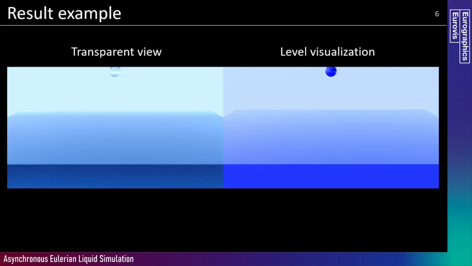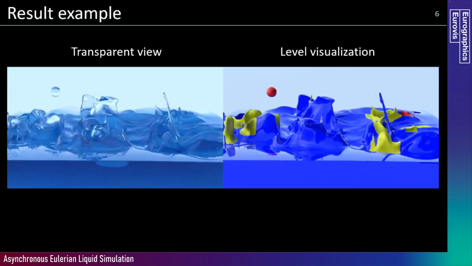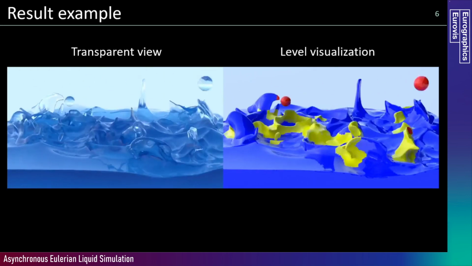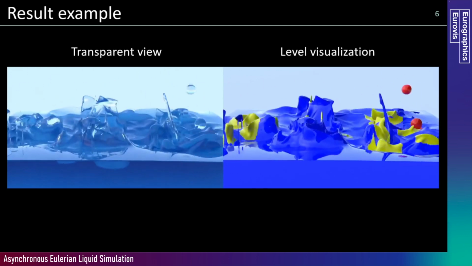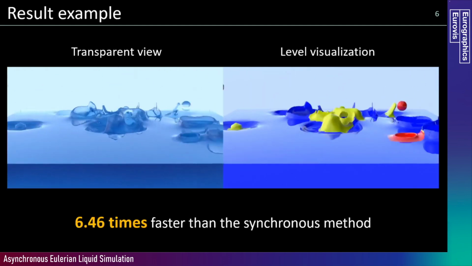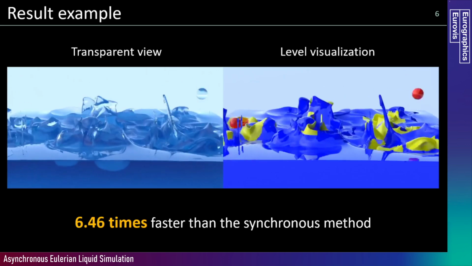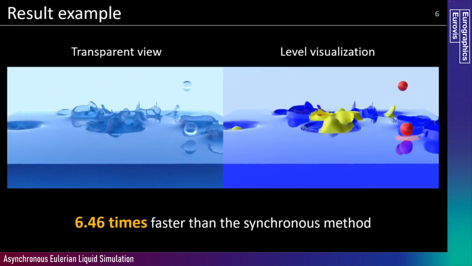These are the result videos of our method for a rain scene. Left is a standard transparent rendering view, and right is the visualization of the computed levels. Blue is advanced with the largest time step, and yellow and red domains are computed with 1/3 and 1/9 time step compared with the blue region. As you can see, there is no visual discrepancy at the boundary advanced with different time steps. This scene runs 6.46 times faster than the synchronous method. I will introduce our method in this presentation.